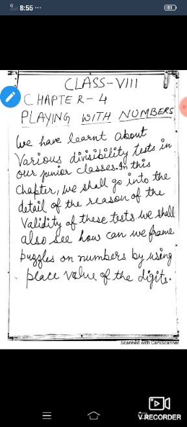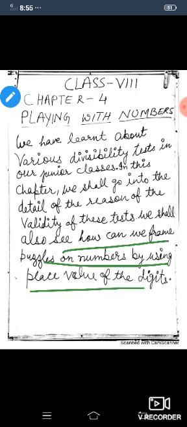We have learned about various divisibility tests in our junior classes. In this chapter, we shall go into the details of the reason of validity of these tests. We shall also see how we frame puzzles on the numbers by using place value of the digits.